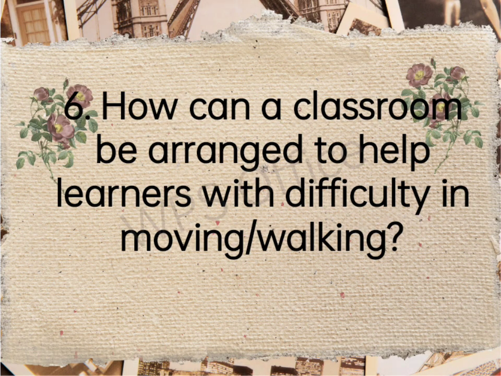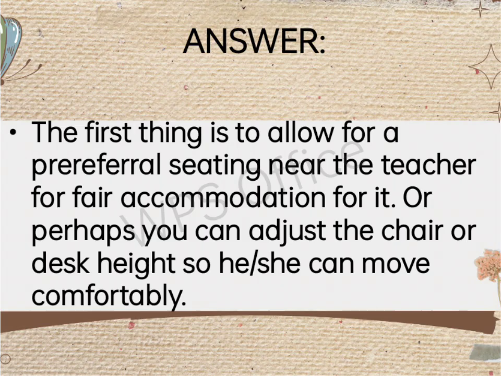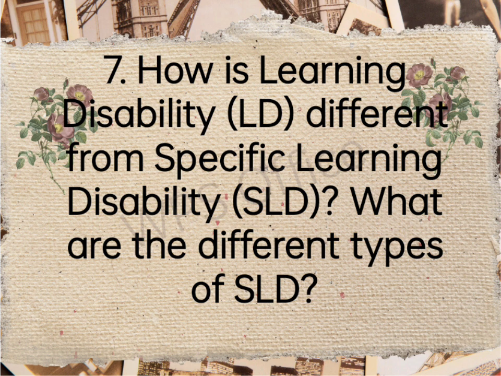Number 6. How can a classroom be arranged to help learners with difficulty in moving or walking? The answer is, the first thing is to allow for peripheral seating near the teacher for fair accommodation. Or perhaps you can adjust the chair or desk height so he or she can move comfortably. Number 7. How is learning disability or LD different from specific learning disability? What are the different types of SLD?